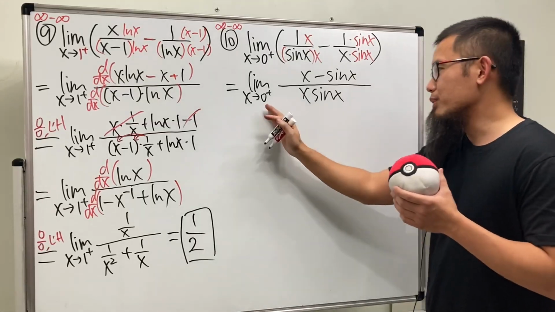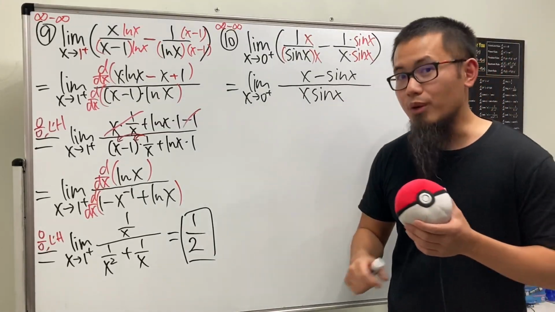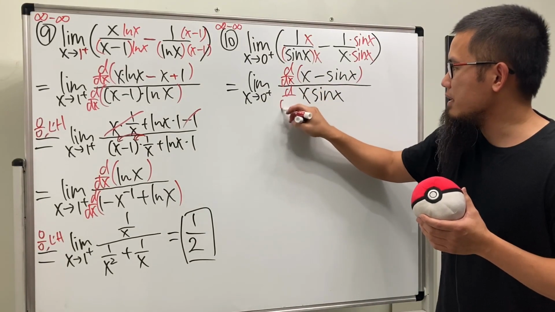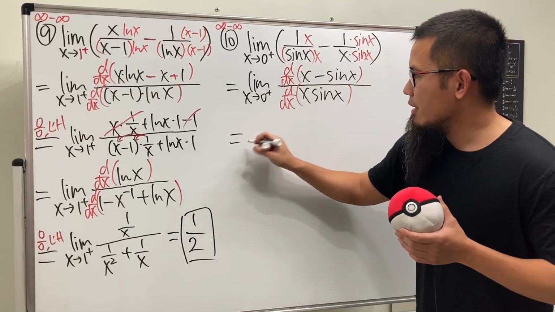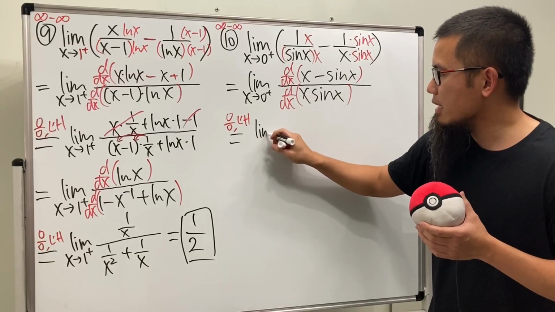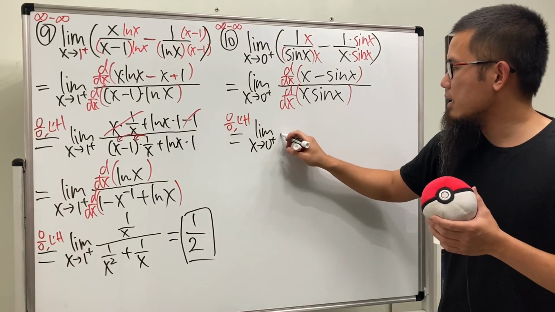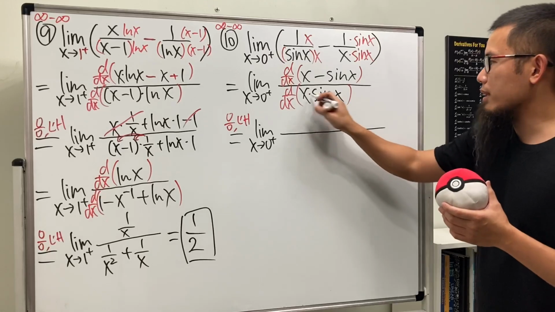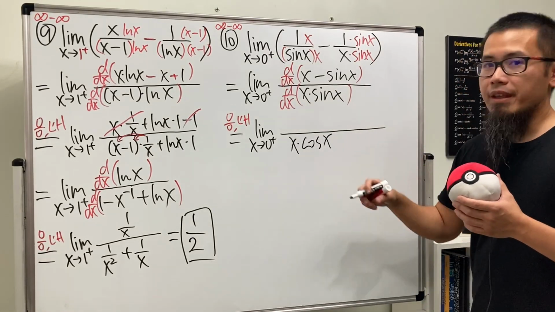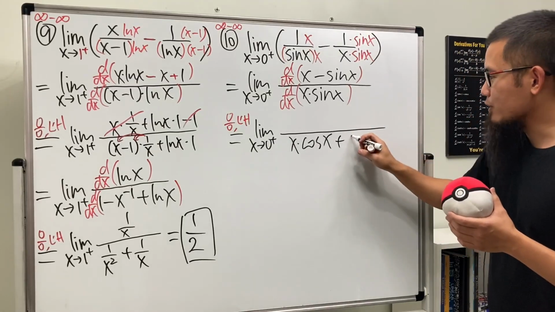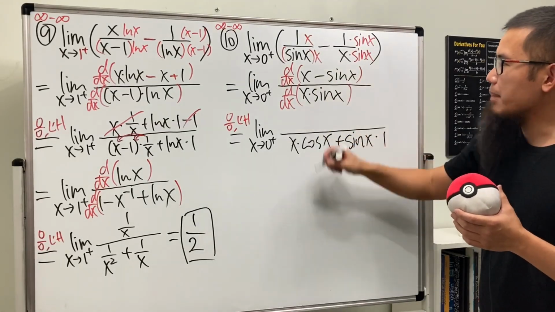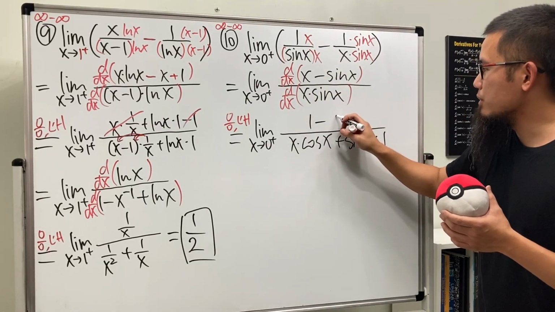And now you see, when you put in 0 into all the x's, we get 0 over 0. So we can use L'Hopital's rule. So go ahead and put down ddx and then also ddx. Okay, this is 0 over 0 case, and then we're using L'Hopital's rule. And then we have the limit as x approaching 0 plus. On the bottom, let's do the product rule. So first we get x times the derivative of that, which is cosine x. And then we add the second function, which is sin x, times the derivative of the first, which is 1. On the top, we get 1 minus the derivative of that, which is just going to be cosine x.